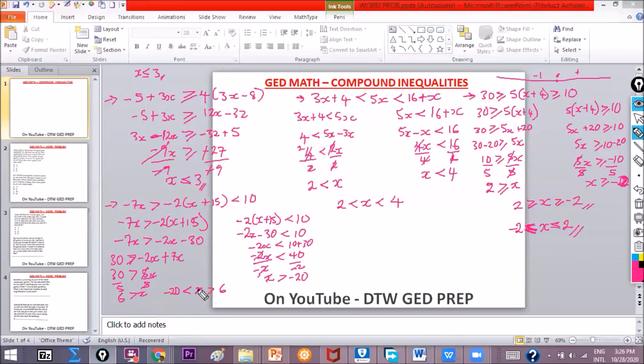Less. X greater than, it's supposed to be this way. X less than, because here it says x is less than 6. So we are reversing. Are you getting it? Yeah. So this is x less than 6. Less than 6, yeah. So this is the answer.